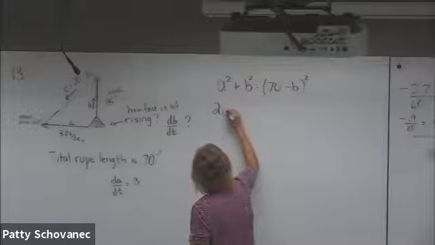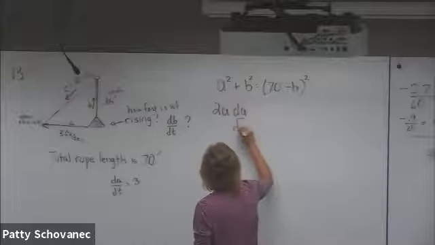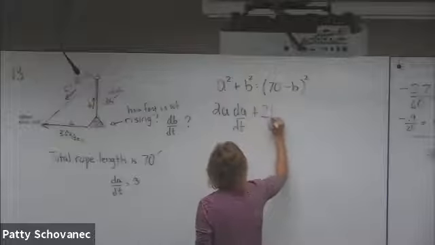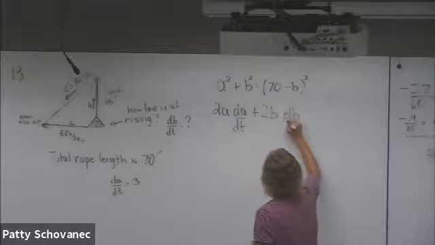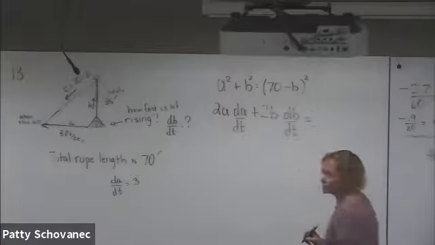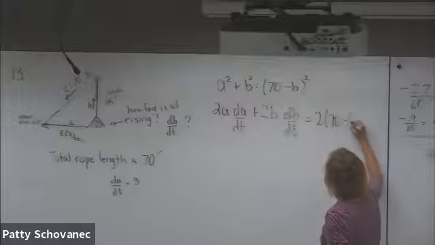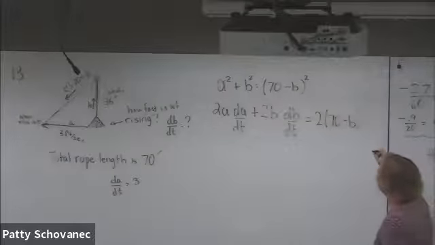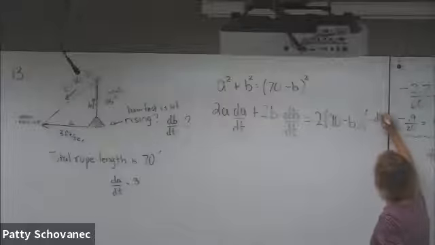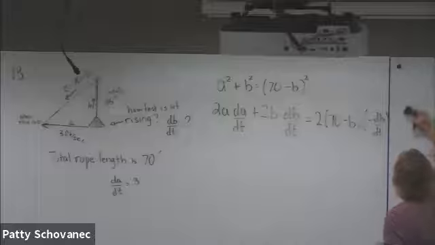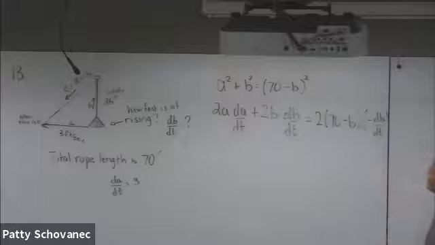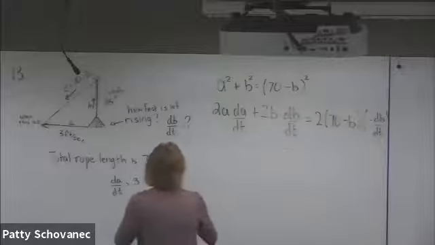So we have 2A dA/dt plus 2B dB/dt. We're going to use the power rule. 2 times the quantity to 1 power less times the derivative of what's inside. So we're going to get a minus dB/dt. Are you okay with that? Again, I got 2's everywhere. You go ahead and cancel a 2. Make it a little bit easier to calculate later. Divide everything by 2.